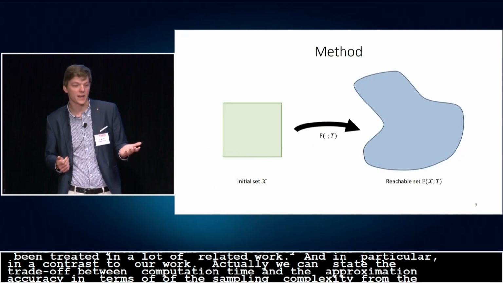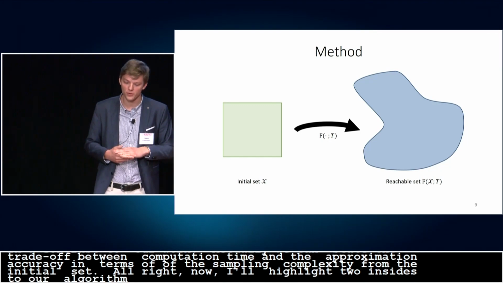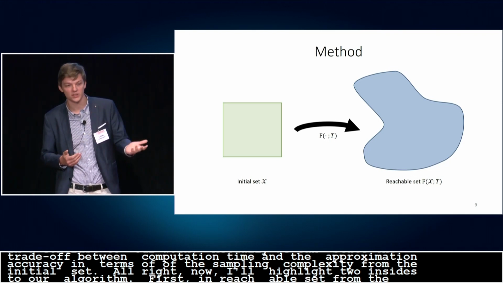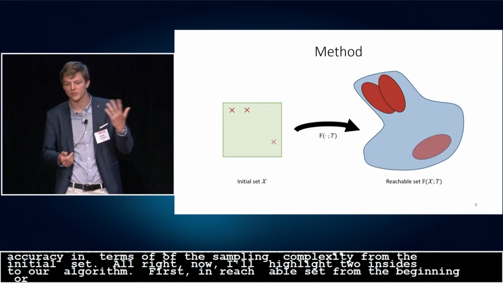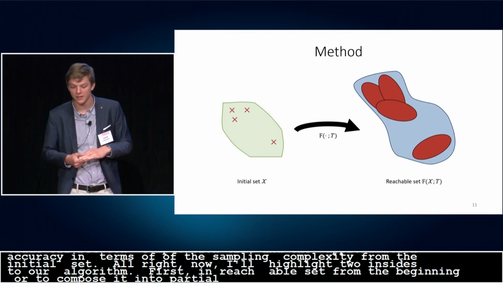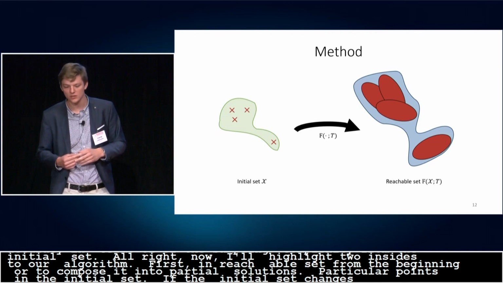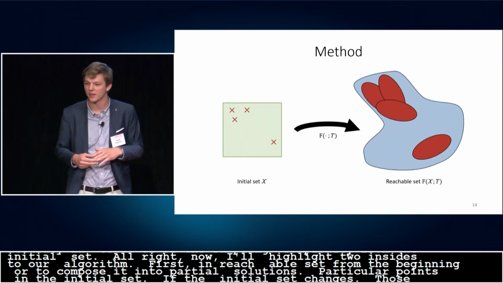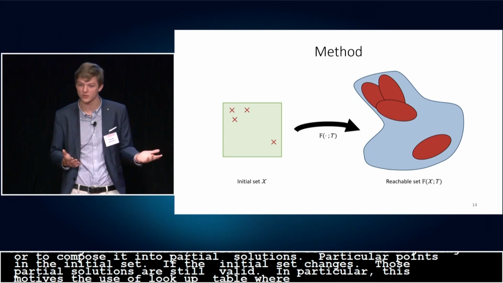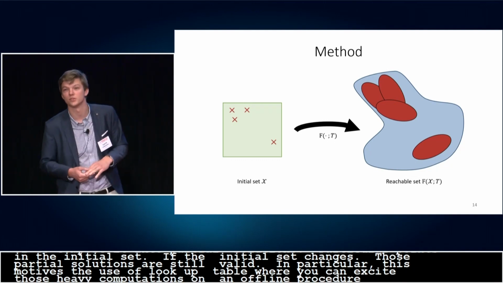All right, so I now want to highlight 2 key insights to our algorithm. The first one is that instead of computing the reachable set for the entire initial set right from the beginning, what we actually do is we decompose it into partial solutions. That is, we look at solutions from particular points within the initial set. And then what this gives us actually is that if the initial set changes, those partial solutions are still valid. So in particular, this motivates the use of some kind of lookup table where you can compute those heavy computations of reachable sets in an offline procedure.